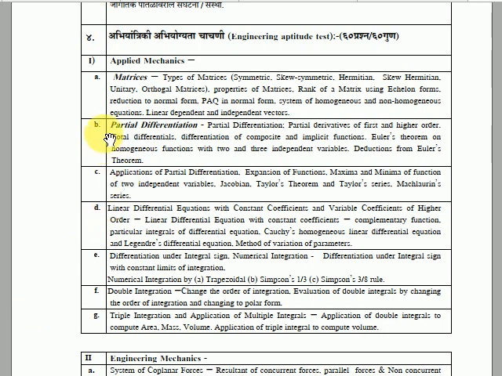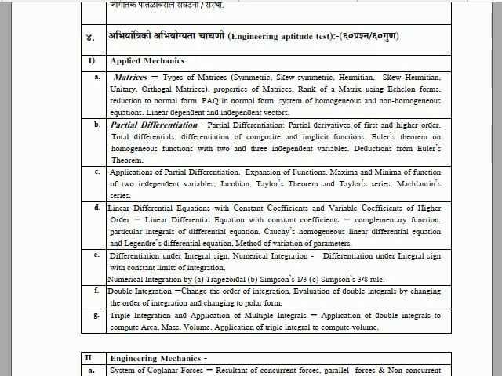The first is matrices. The second is partial differentiation. The third is the application of partial differentiation. Fourth is linear differential equation with constant coefficients. The fifth is differentiation under integral sign. Sixth is double integration. Seventh is triple integration and its application of multiple integral.